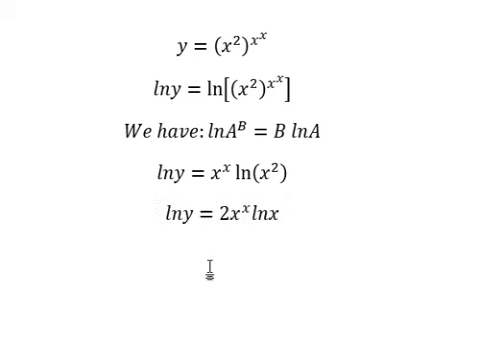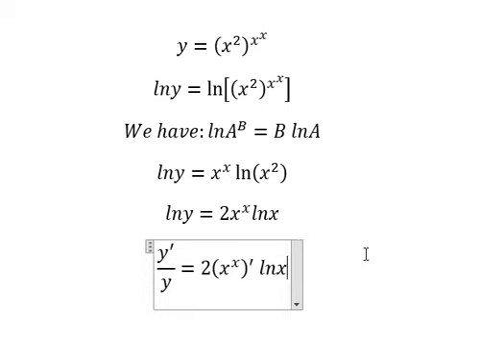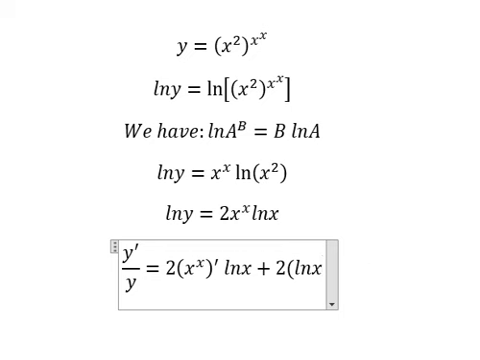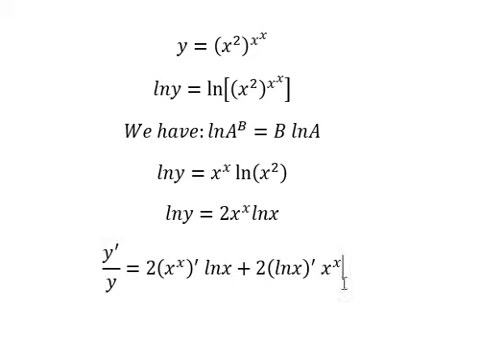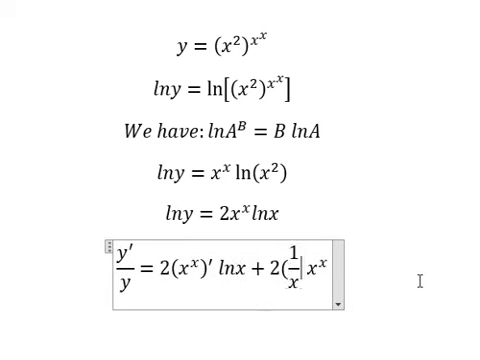Next, we need to do the first derivative for both sides. This one, we have the first derivative of y over y. So this one, we need to do the first derivative of x to the power of x multiplied by ln x, and later that, the first derivative of ln x multiplied by x to the power of x. So this one we already know is 1 over x.